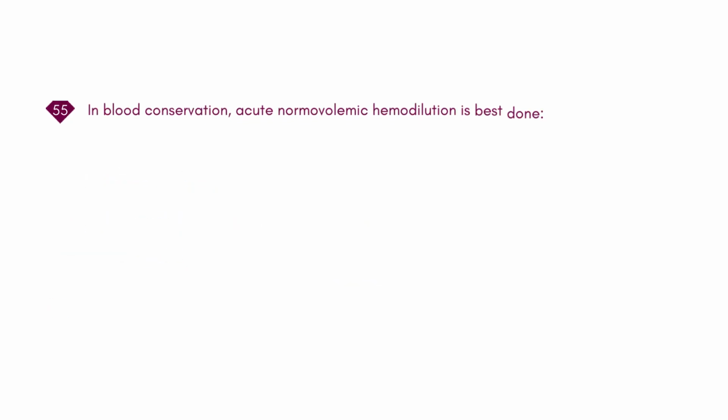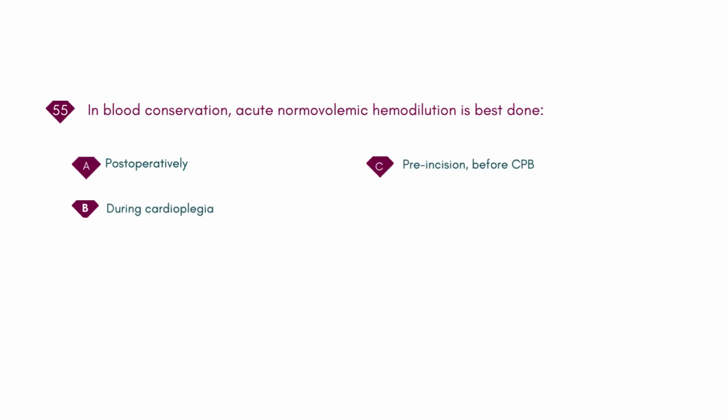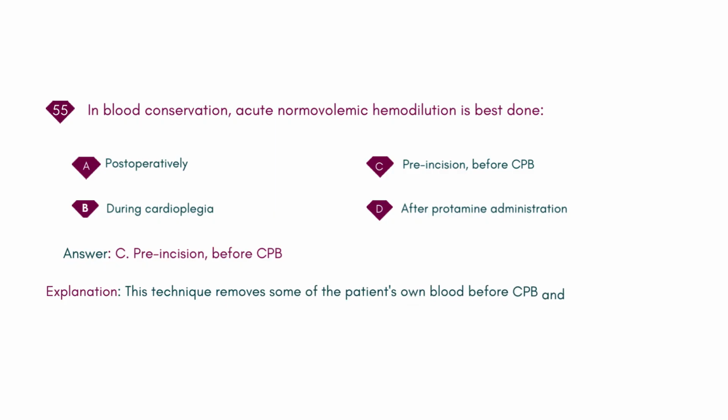In blood conservation, acute normovolemic hemodilution is best done: A. Postoperatively. B. During cardioplegia. C. Pre-incision, before CPB. D. After protamine administration. Answer: C. Pre-incision, before CPB. Explanation: this technique removes some of the patient's own blood before CPB and replaces it with fluids, minimizing red cell loss during surgery.